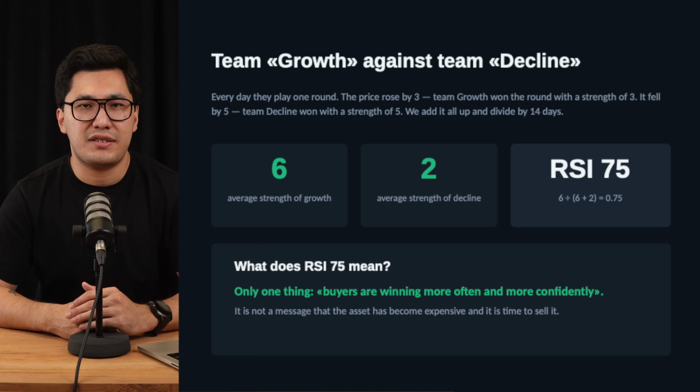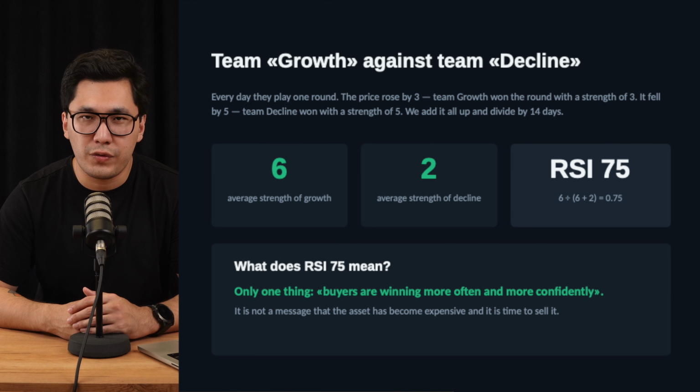75 just means that the buyers are winning more often and more convincingly. Notice something important. There is no actual price in this formula, no fair value, no volume, no market capitalization. There is only the ratio of upward strength to downward strength over the last 14 candles. So remember the key point. RSI doesn't measure whether something is expensive or cheap. RSI measures the speed and consistency of price movement.